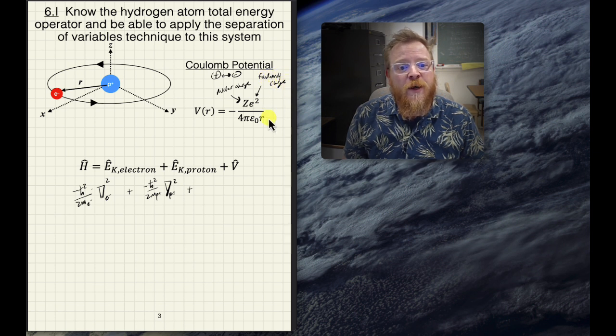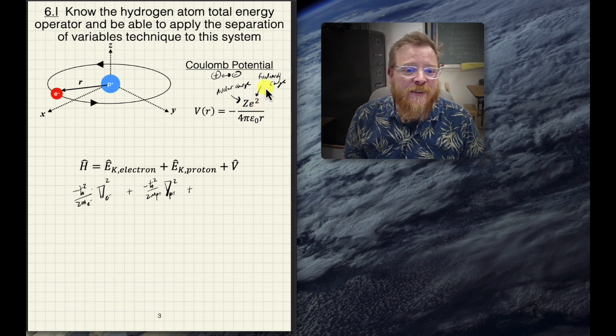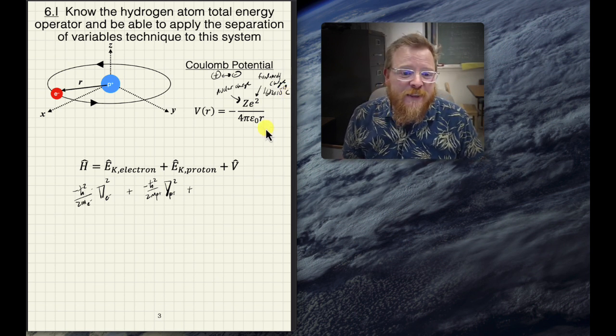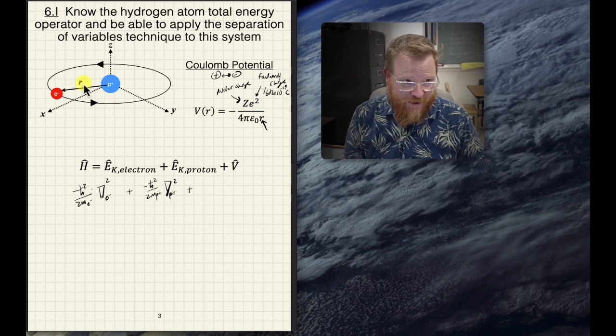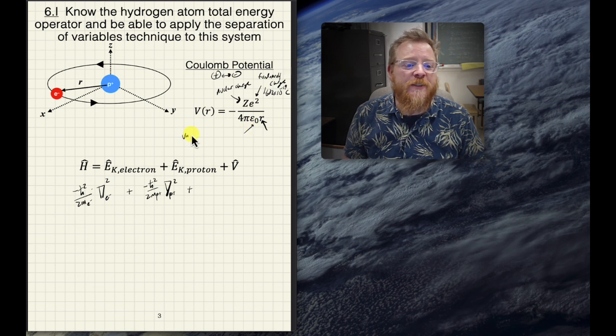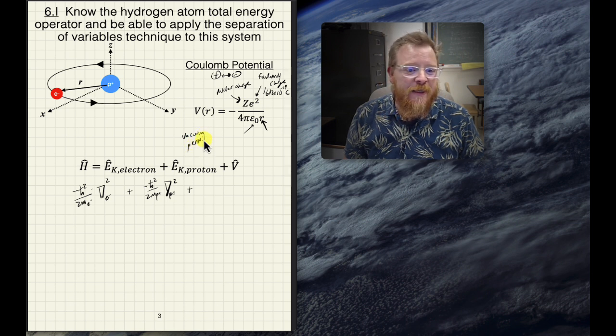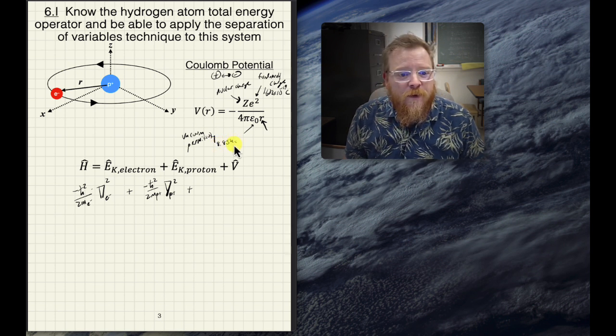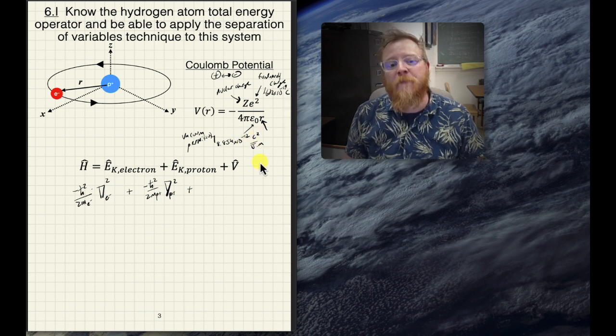So that's the value 1.602 times 10 to the minus 19 Coulomb. The radius r is our electron distance from the nucleus, so we can see right there. And this epsilon is known as our vacuum permittivity. And that has a value of 8.854 times 10 to the minus 12 Coulomb squared per joule meter.